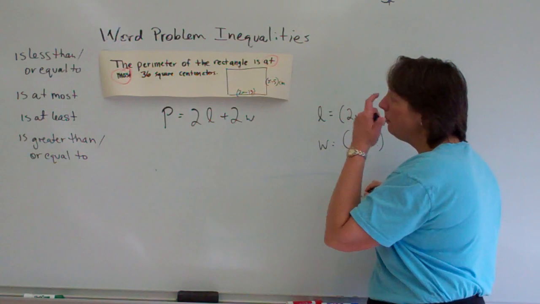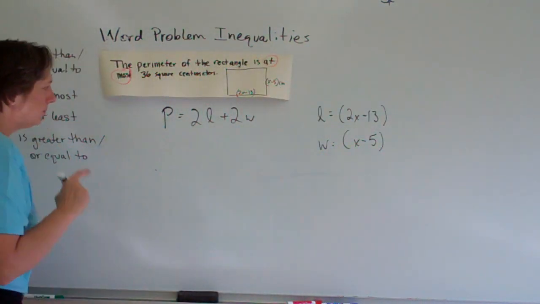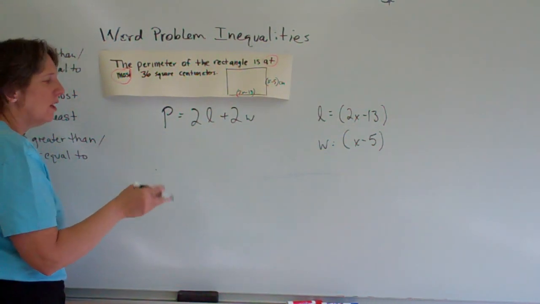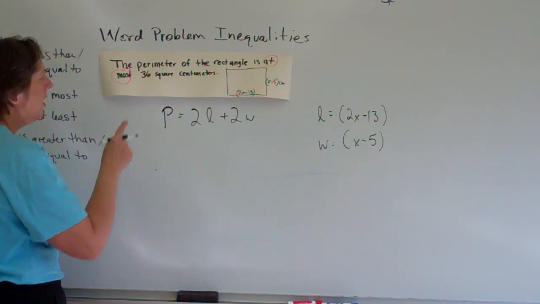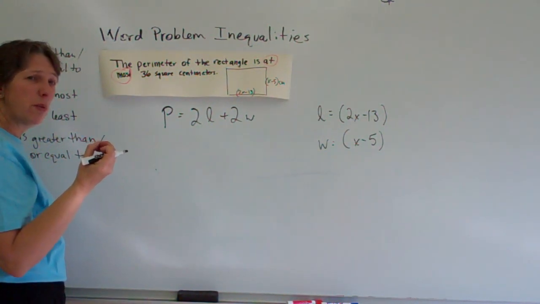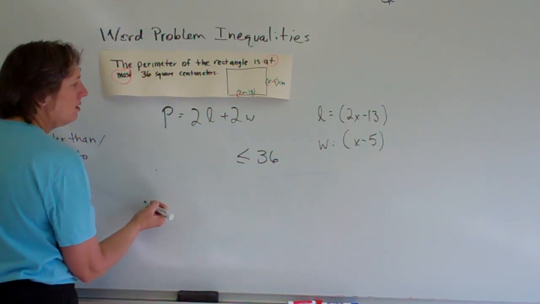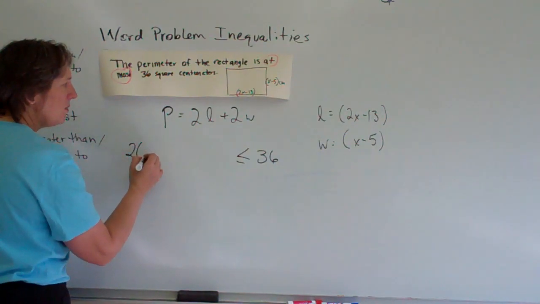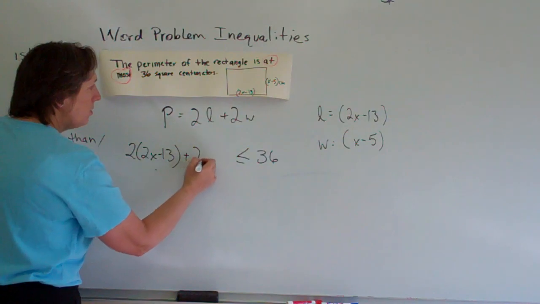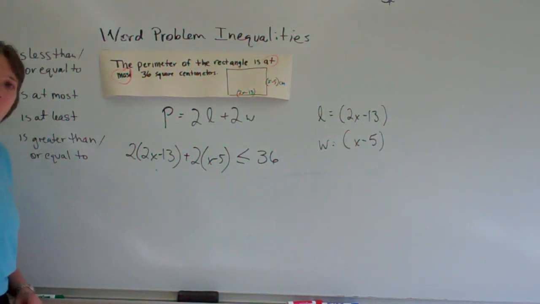Now I'm going to plug it in. I'm going to do a little role reversal here. I like to work left to right, so I'm going to put the P on the other side, because it tells me it's at most. So that's the greatest value that the perimeter can be. So less than or equal to 36. And then I have 2 times the quantity of 2x minus 13 plus 2 times the quantity of x minus 5.